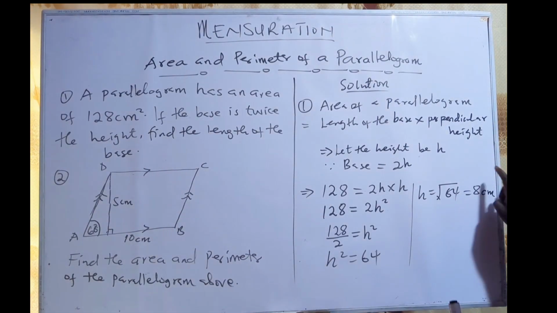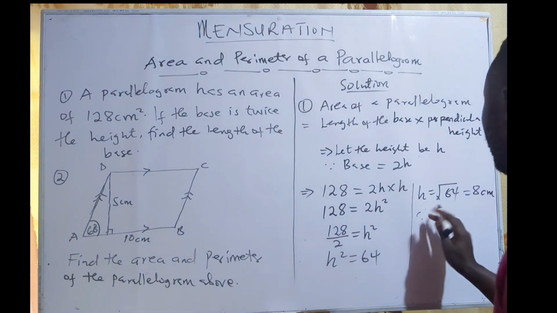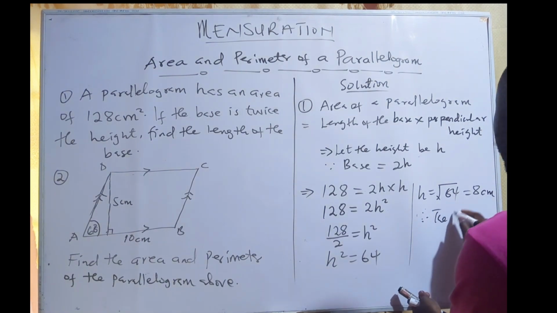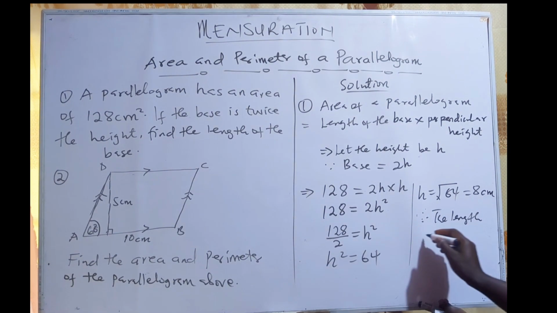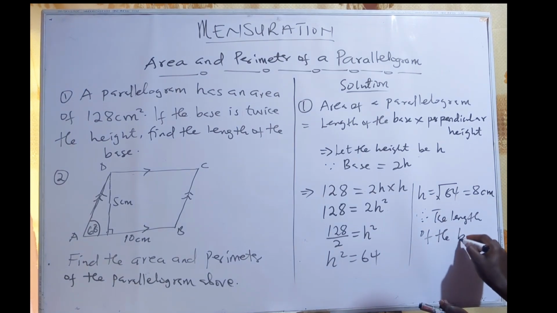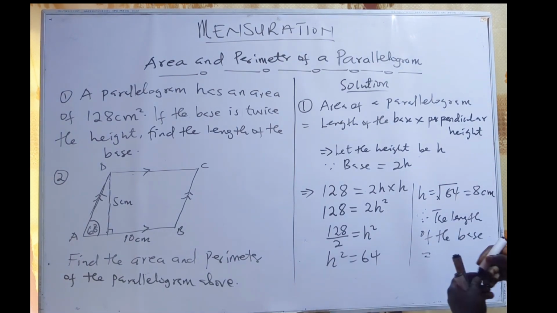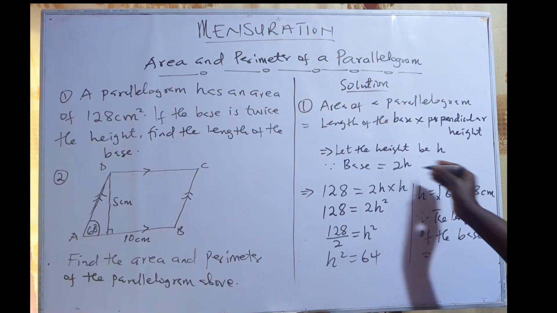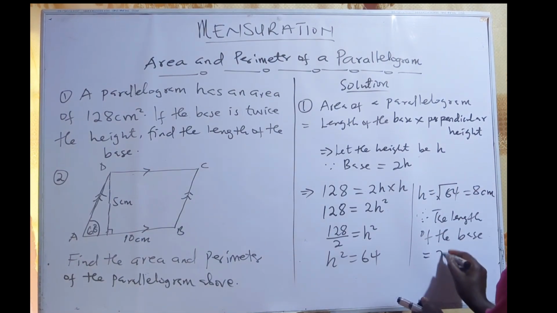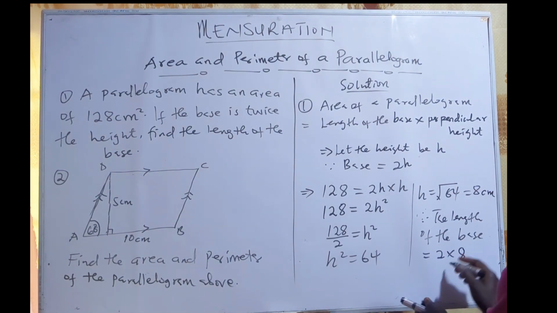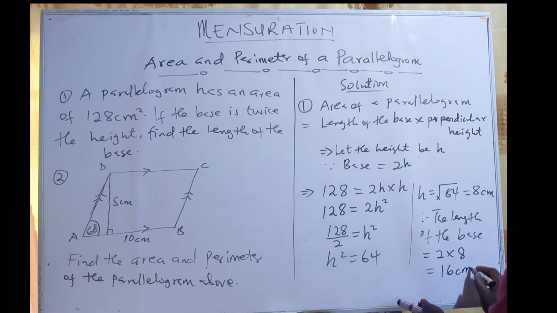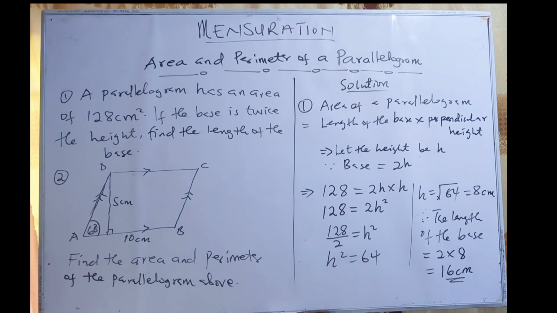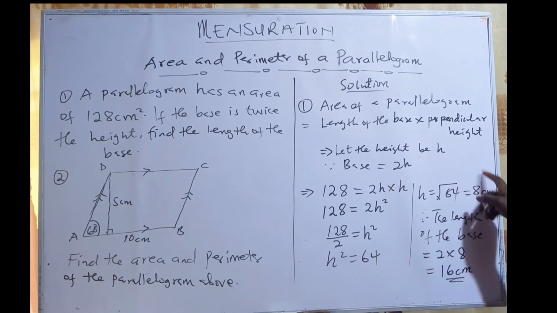Okay, so we have gotten the height as h, therefore the length of the base is 2 times the h, so that will give me 2 times 8, and that will be 16 centimeters. So what it means is that the length of the base is 16, and then the height is 8. So the length is twice the height. I think that is so simple.